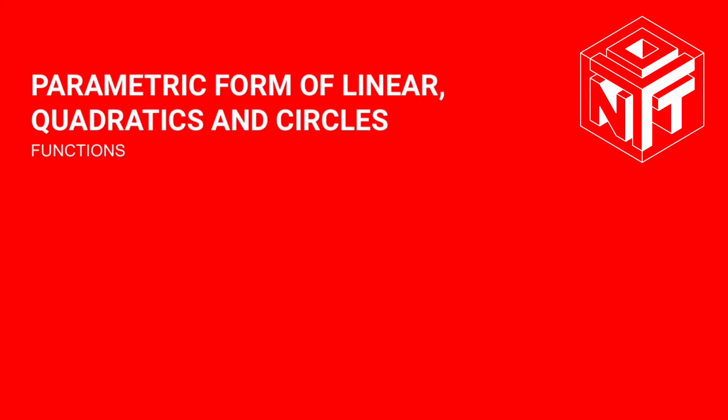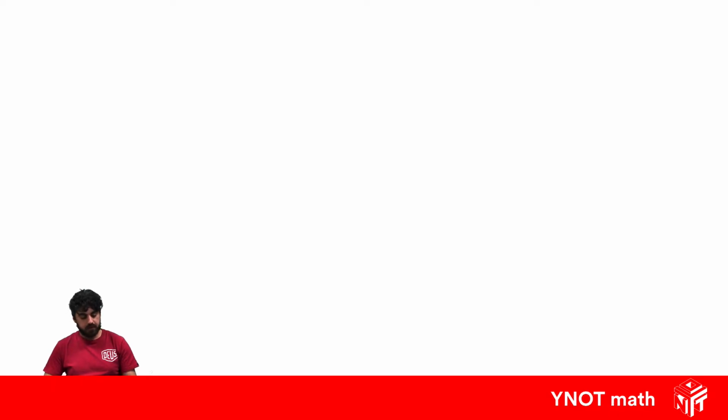Parametric form of linear, quadratics, and circles. So usually when we graph, we're used to having a graph of y equals 2x plus 1, something like that, where it's one equation and we have two variables, x and y, and we go ahead and graph it. Now, a parametric equation actually involves having two equations and three variables.